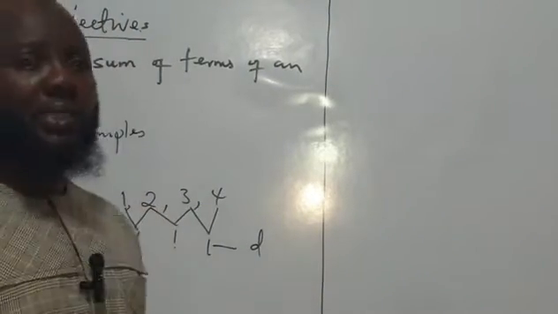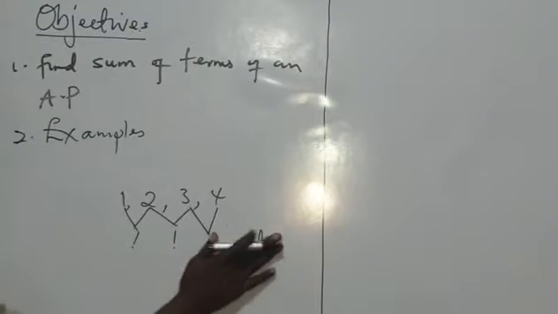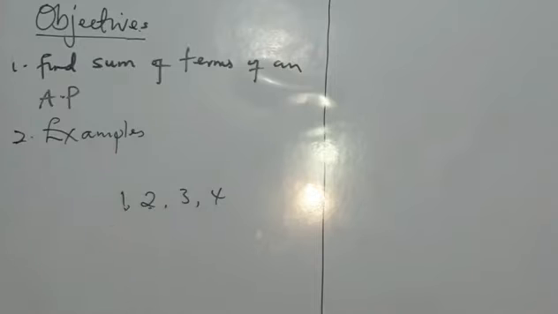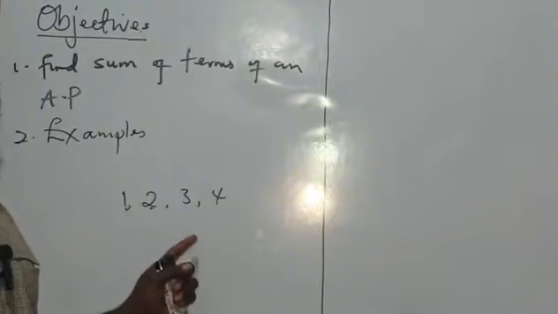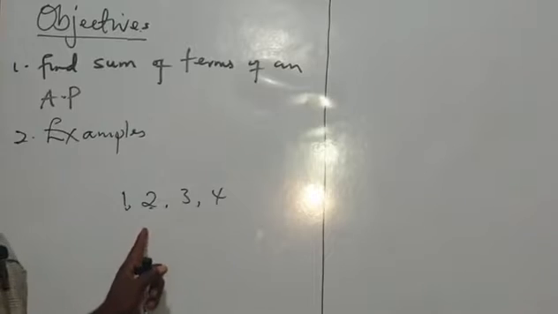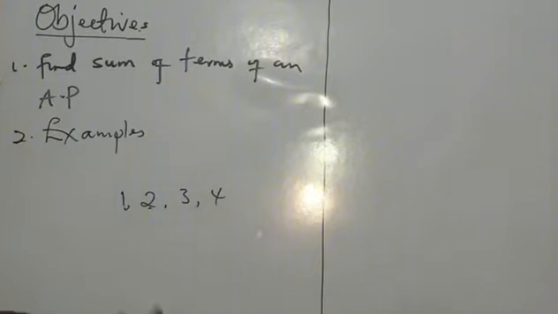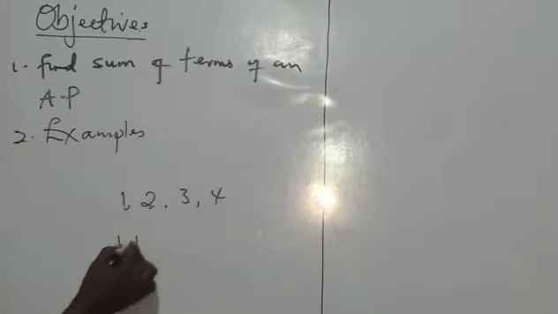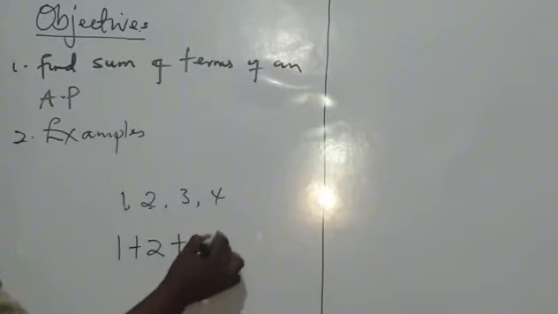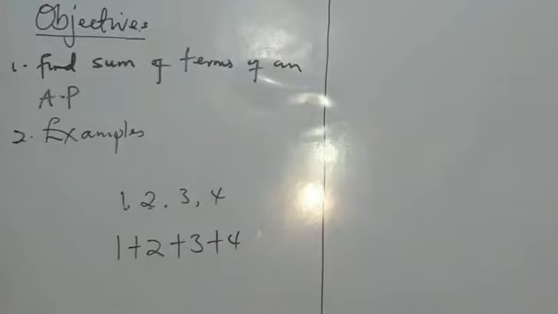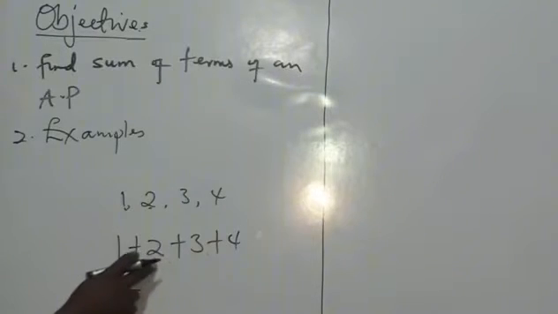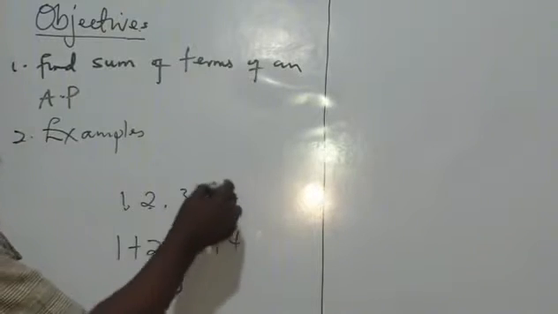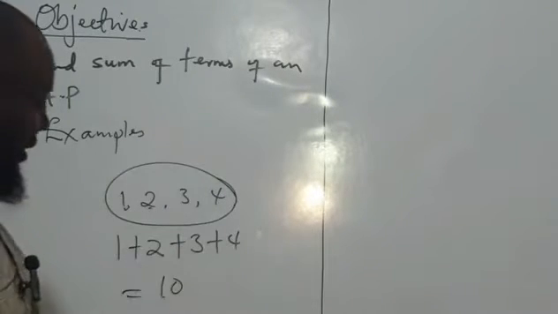Now, today we want to look at when we have these terms like this. So the question asks us to find the sum of the terms in this AP. So what does that mean? It means that we should add the terms together. So we have, that means we are going to say 1 plus 2 plus 3 plus 4, right? So 1 plus 2, that's 3, plus 3, that is what? 6, plus 4, that is what? 10. So the sum of terms of this AP is 10.